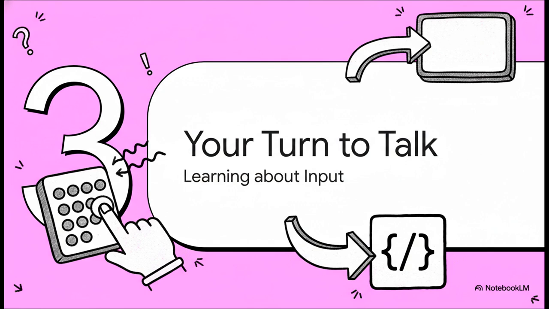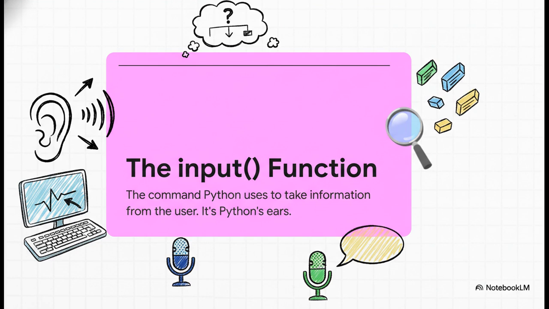All right, so we've let the computer have its say. Now it's our turn. How do we give information to Python? How do we talk back? For that, we use the input function. And if printing is Python's voice, then you can think of input as its ears. It literally makes the program pause and listen, waiting for you to type something in.